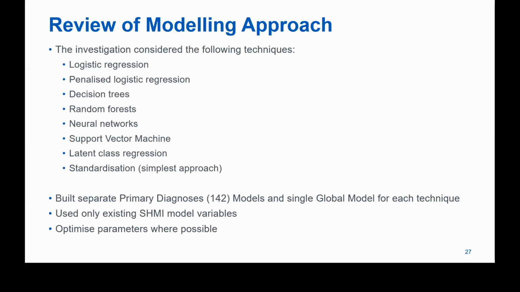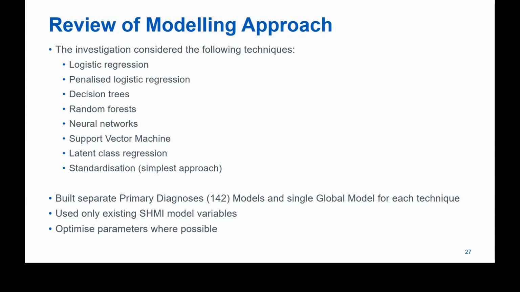But they also looked at standardization. So very simply put, looking at the combinations of the variables and the death rates associated with each combination of the characteristics within each variable. So a relatively simple technique, but as we'll see later, quite a powerful technique as well. They built separate primary diagnosis models, so 142 models, and they also built a single global model for each technique. In order to make it comparative with what we do at the moment, they only used the existing SHMI model variables. And obviously they went through the process of optimizing the parameters where possible.